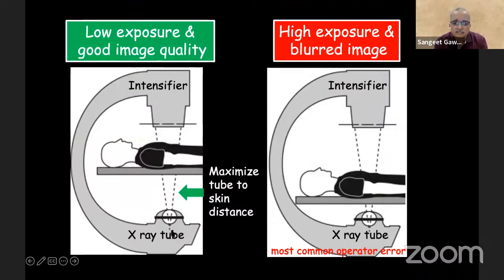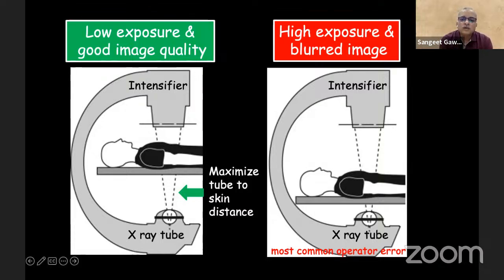Second, how close should the X-ray tube be to the table or to the patient? If you want to see a magnification, what we usually do is bring the X-ray tube closer, like in the picture on the right side. If you want a good magnified view, we bring the X-ray tube towards the patient, towards the table, and you get a good exposure of that area. But this will blur the image. Not only that, it will give a very high exposure, and a very high exposure means more scattered radiation.